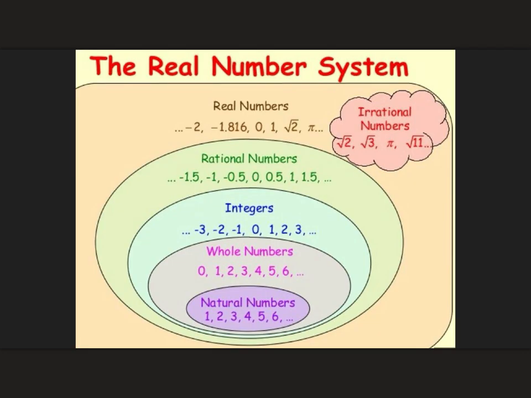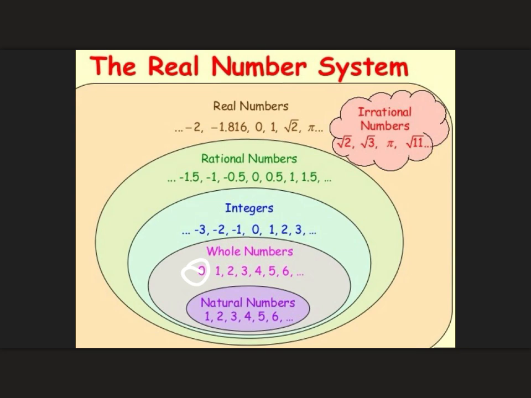Okay, the real number system is made up of several number systems. The natural numbers start at 1 and go in whole amounts to positive infinity. The next number system is the whole numbers, which start at 0 and go in whole amounts, in increasing order to positive infinity. The next number system is called the integers, and that is your positive and negative numbers.